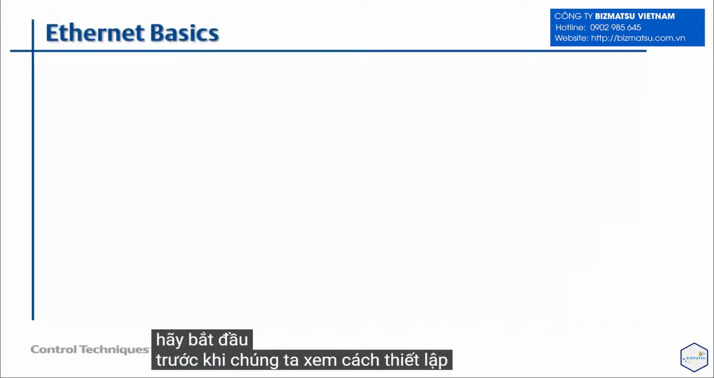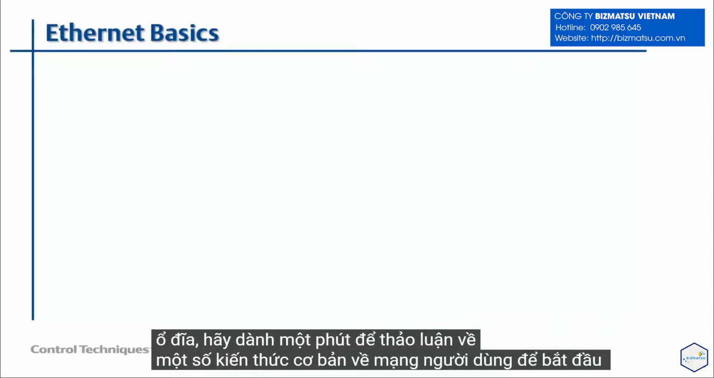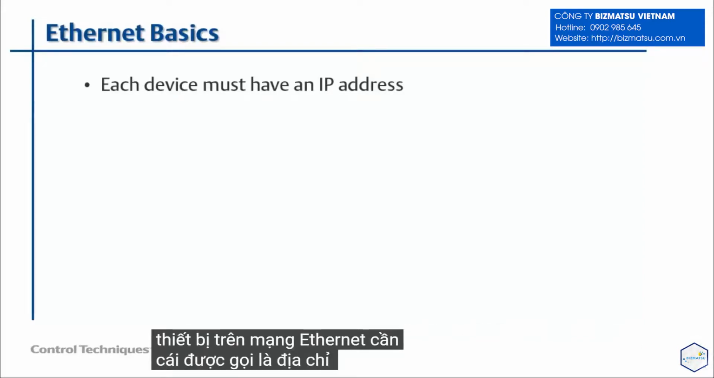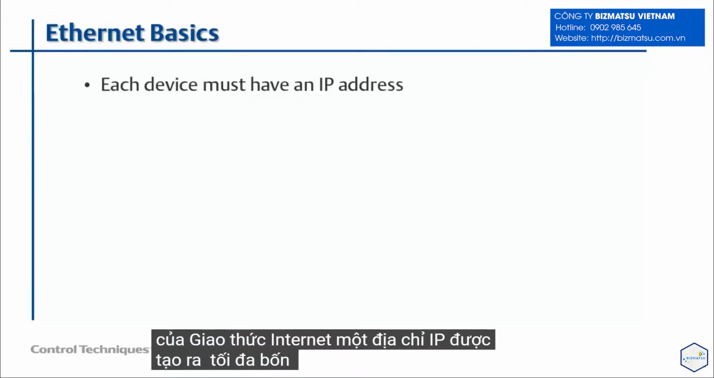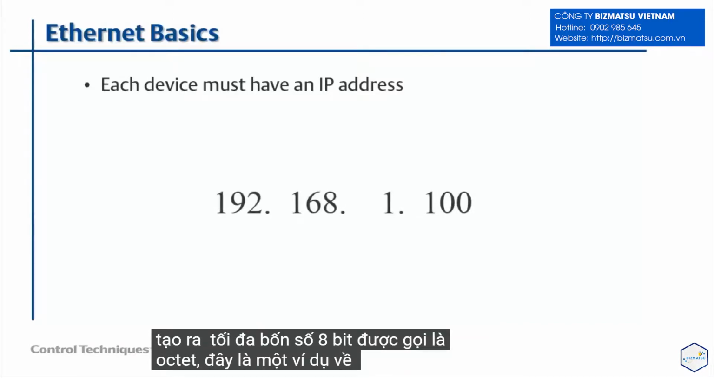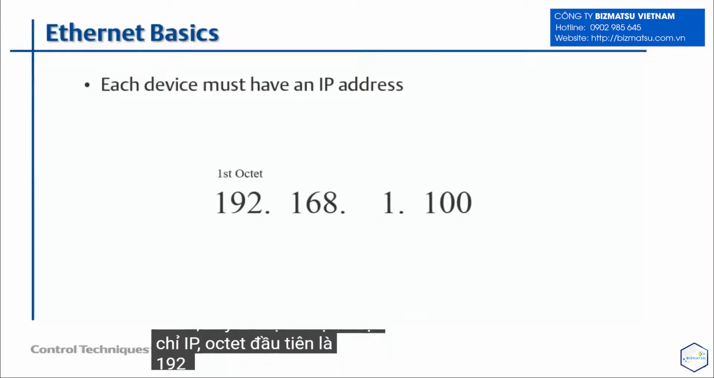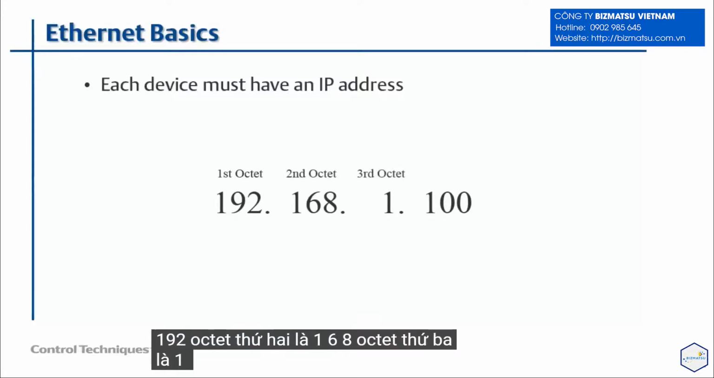Before we look at how to set up the drive, let's take a minute to discuss some Ethernet basics. To begin, every device on an Ethernet network needs what's called an IP address. IP stands for Internet Protocol. An IP address is made up of 4 8-bit numbers called octets. Here's an example of an IP address. The first octet is 192, the second octet is 168, the third octet is 1, and the fourth octet is 100.